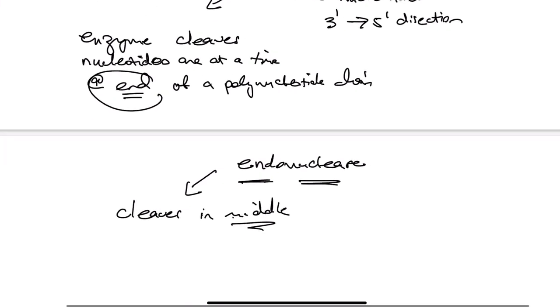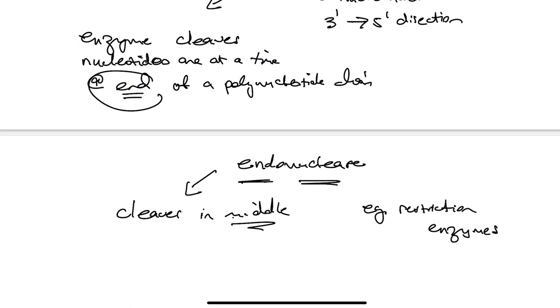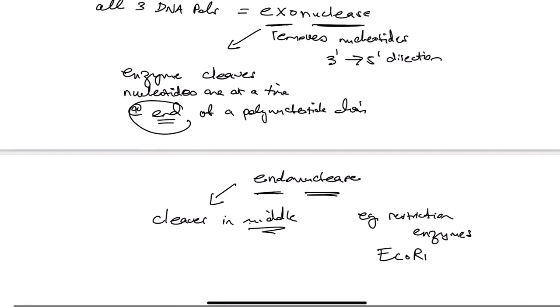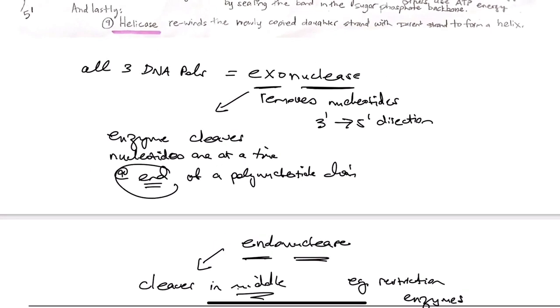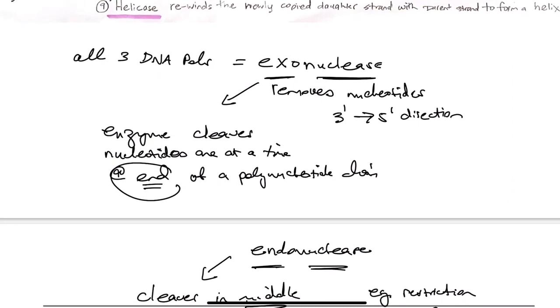Many of our restriction enzymes are endonucleases. So when we learn about EcoR1, for example, we'll mention that it is an endonuclease, a restriction enzyme. So all three DNA poles, remember, we said are exonucleases, and they have the ability to remove the nucleotides in the 3 to 5 prime direction.